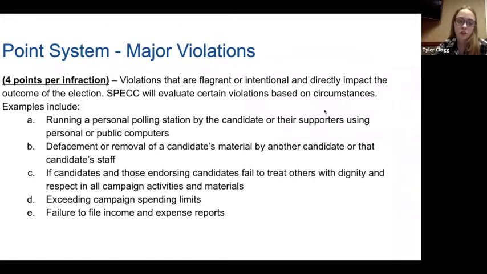So some major violations are running a personal polling station by the candidate or the supporter using personal or public computers, defacement or removal of a candidate's material by another candidate or that candidate's staff. If candidates and those endorsing candidates fail to treat others with dignity and respect in all campaign activities and materials, exceeding campaign spending limits, or failure to file income and expense reports.